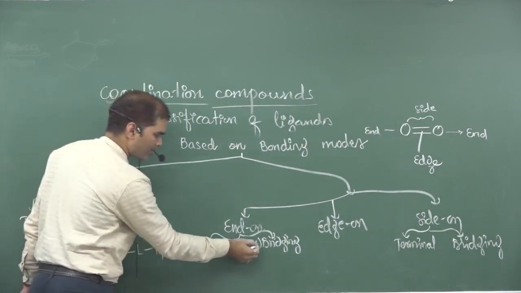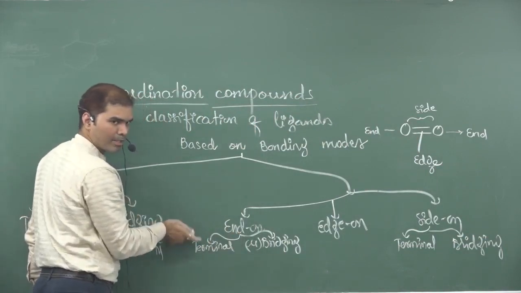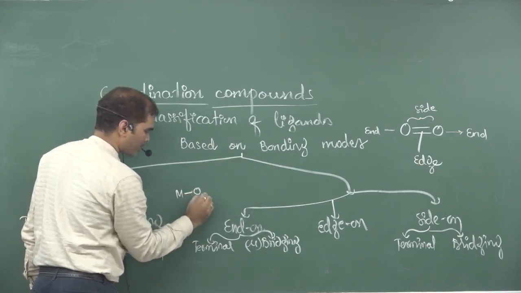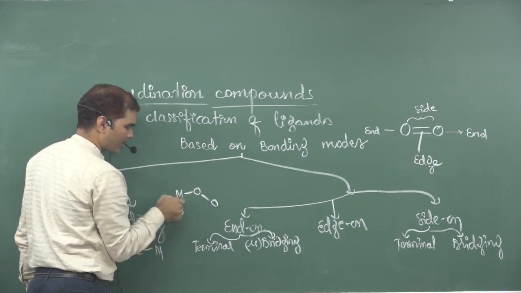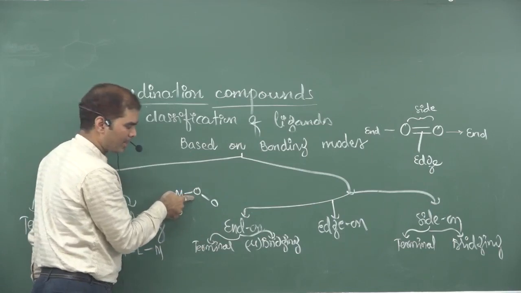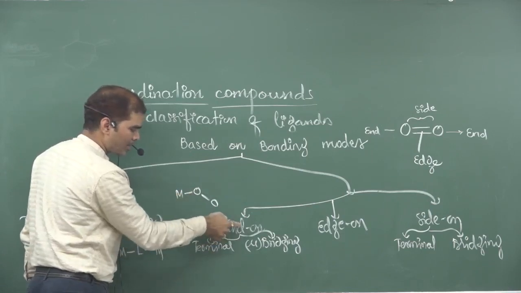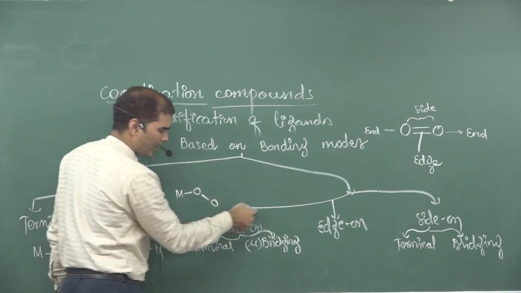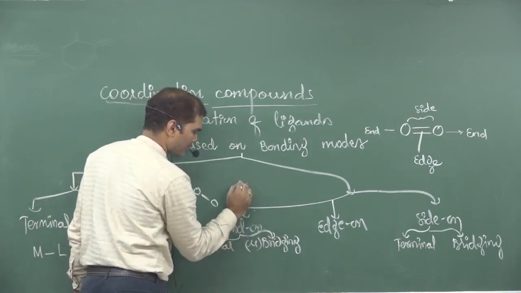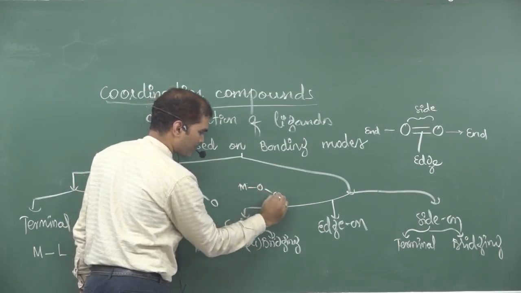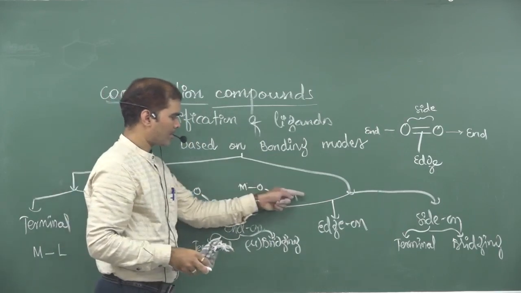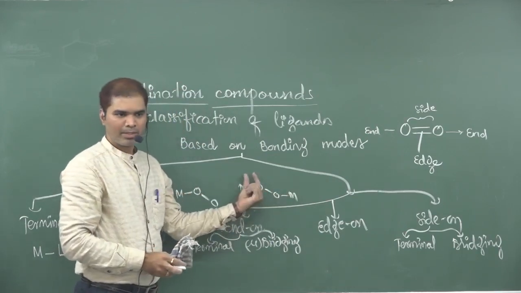So terminal, bridging, just I am drawing the diagram here above. Terminal and bridging. Suppose if I am taking a metal, this is metal and dioxygen. This is called as end-on because it is attached to a end. And only one metal is attached, therefore you call it as end-on terminal. For end-on bridging, I am drawing above. You can draw it below. For end-on bridging, this is end-on bridging. Both ends are now bound to the metals. So it is called as end-on bridging.